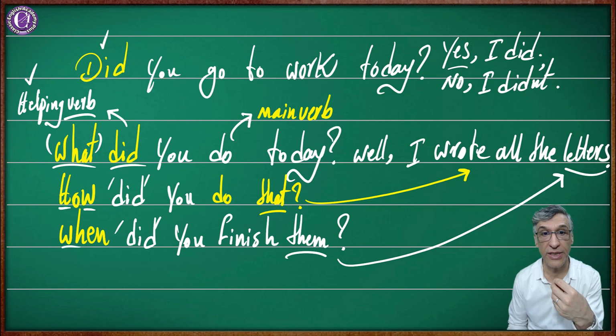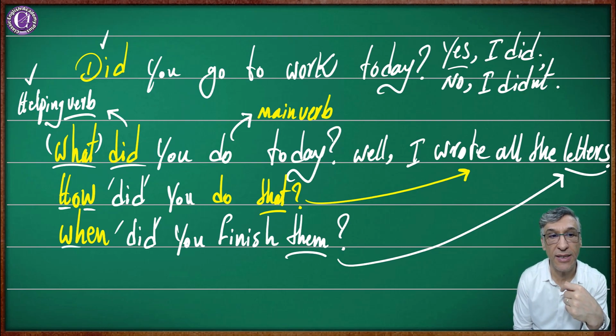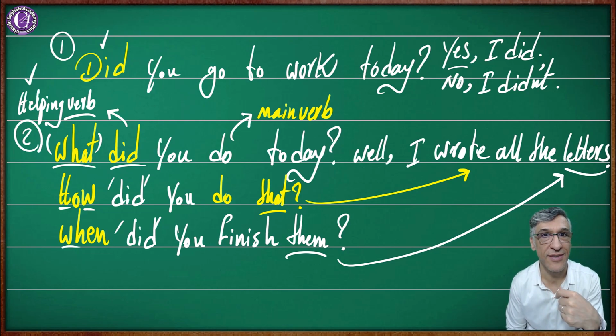Did you go to work yesterday, today? Did you go, did you see, did you, whatever. And then you can make this question into another form. So the first part of the question, and this is the second form of the question. There are two question forms, as I said.